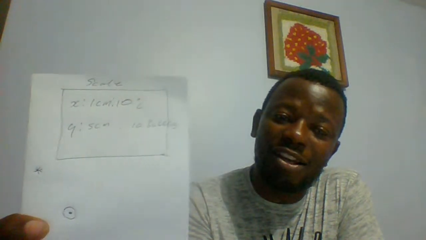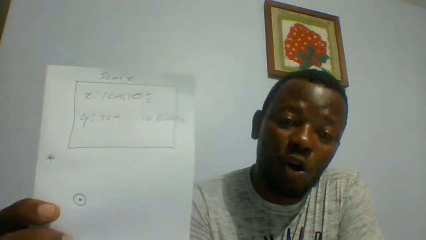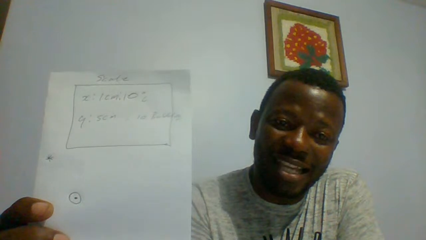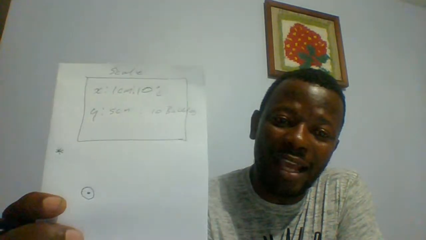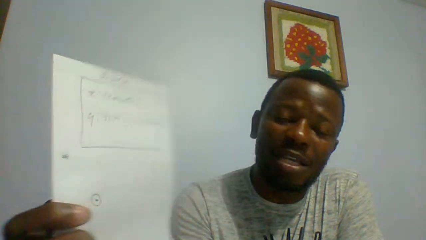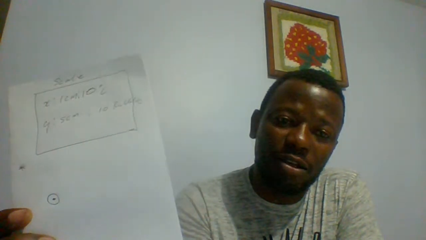So here I'm saying on the x-axis, 1 centimeter represent 10 degrees Celsius. I'm also saying on the y-axis, 5 centimeter represents 10 bubbles. And that's a determination that you are going to make based on the information that is given to you or what is required of you.